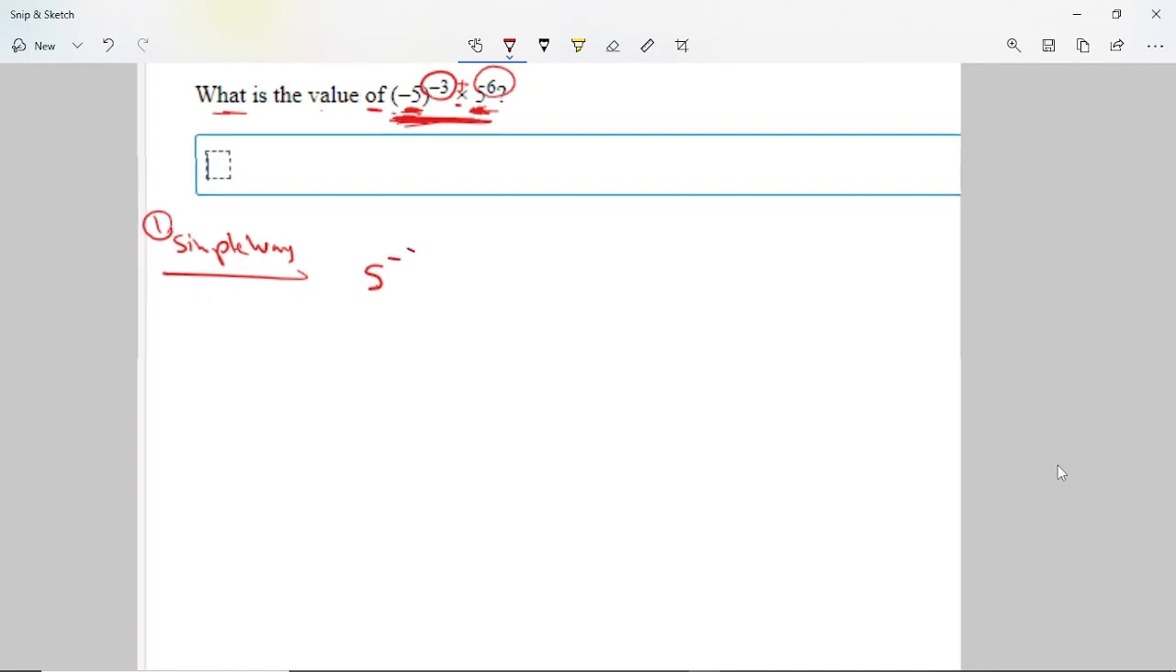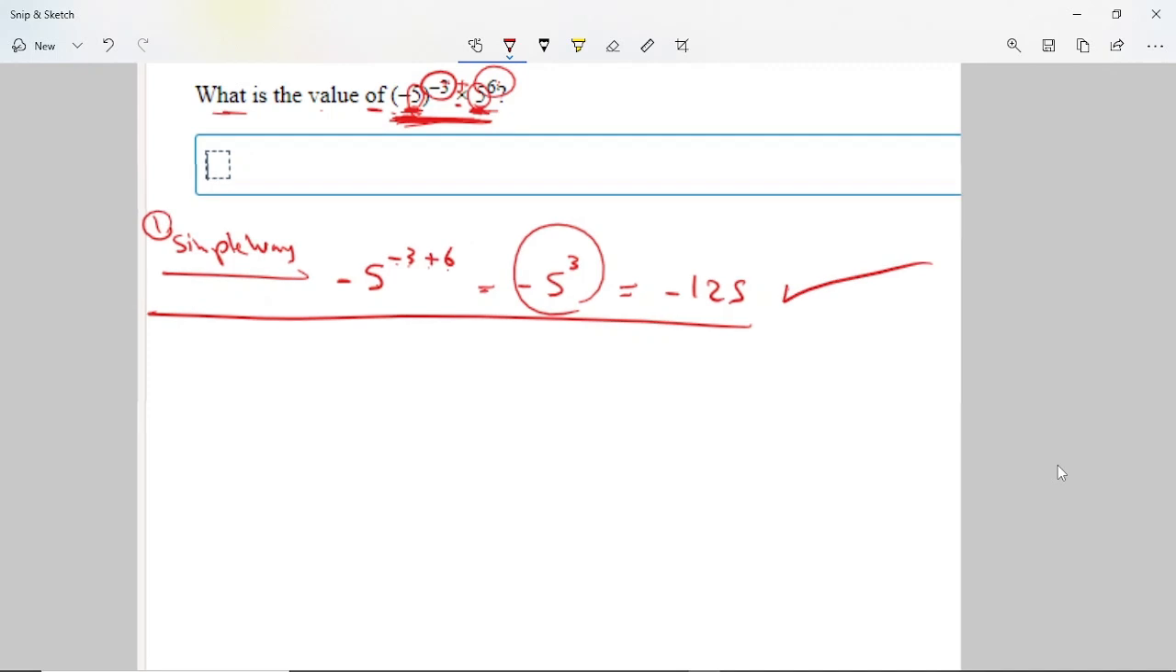For example, this is negative 3, and here I will say plus 6. If I have the same number, I can add the powers. So negative 3 plus 6, it will be negative 5 to the power of 3. So this will be negative 125. So this is the simple way. And I can use this only if I have the same numbers, multiplying only, or divide, that's all.